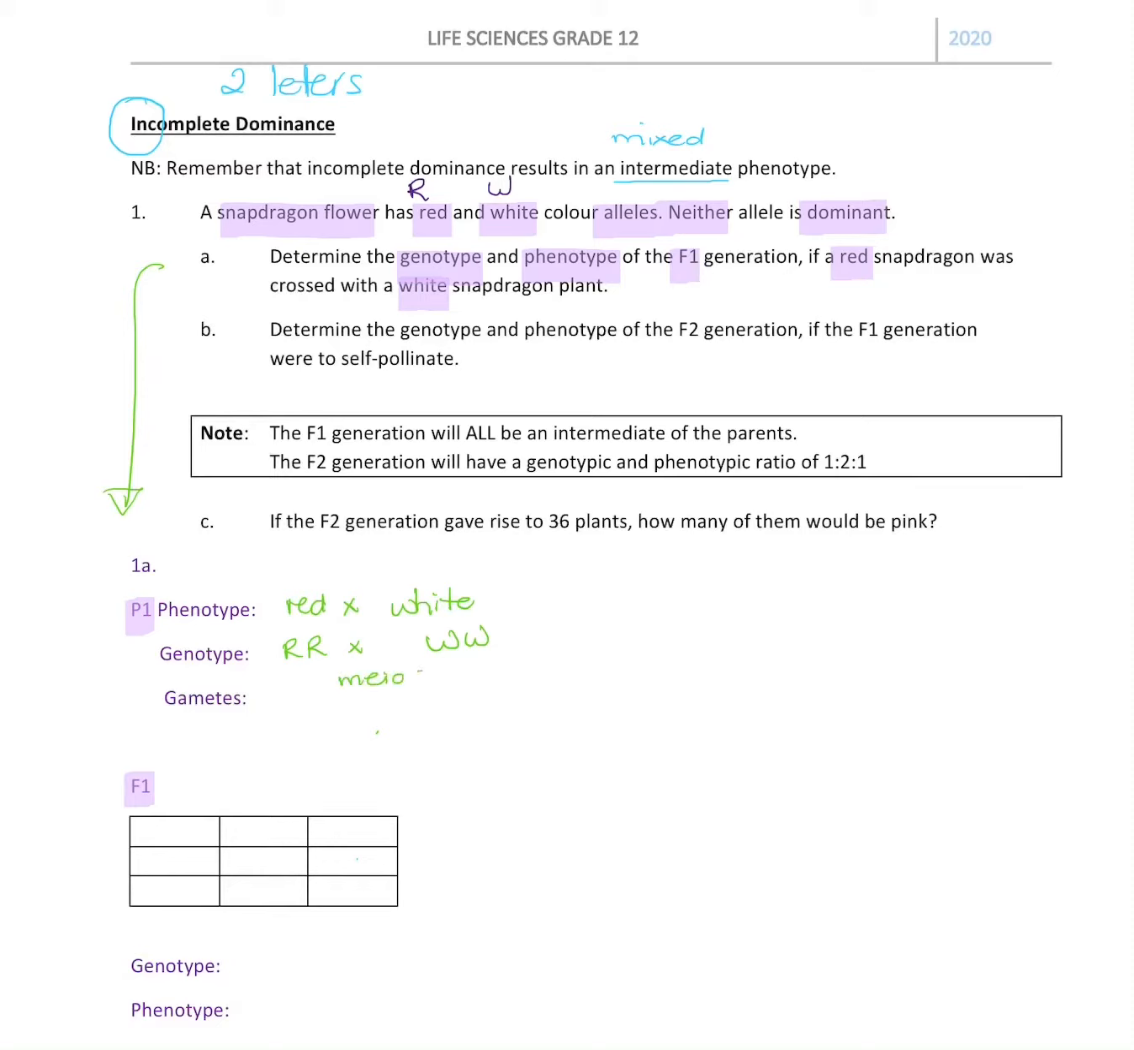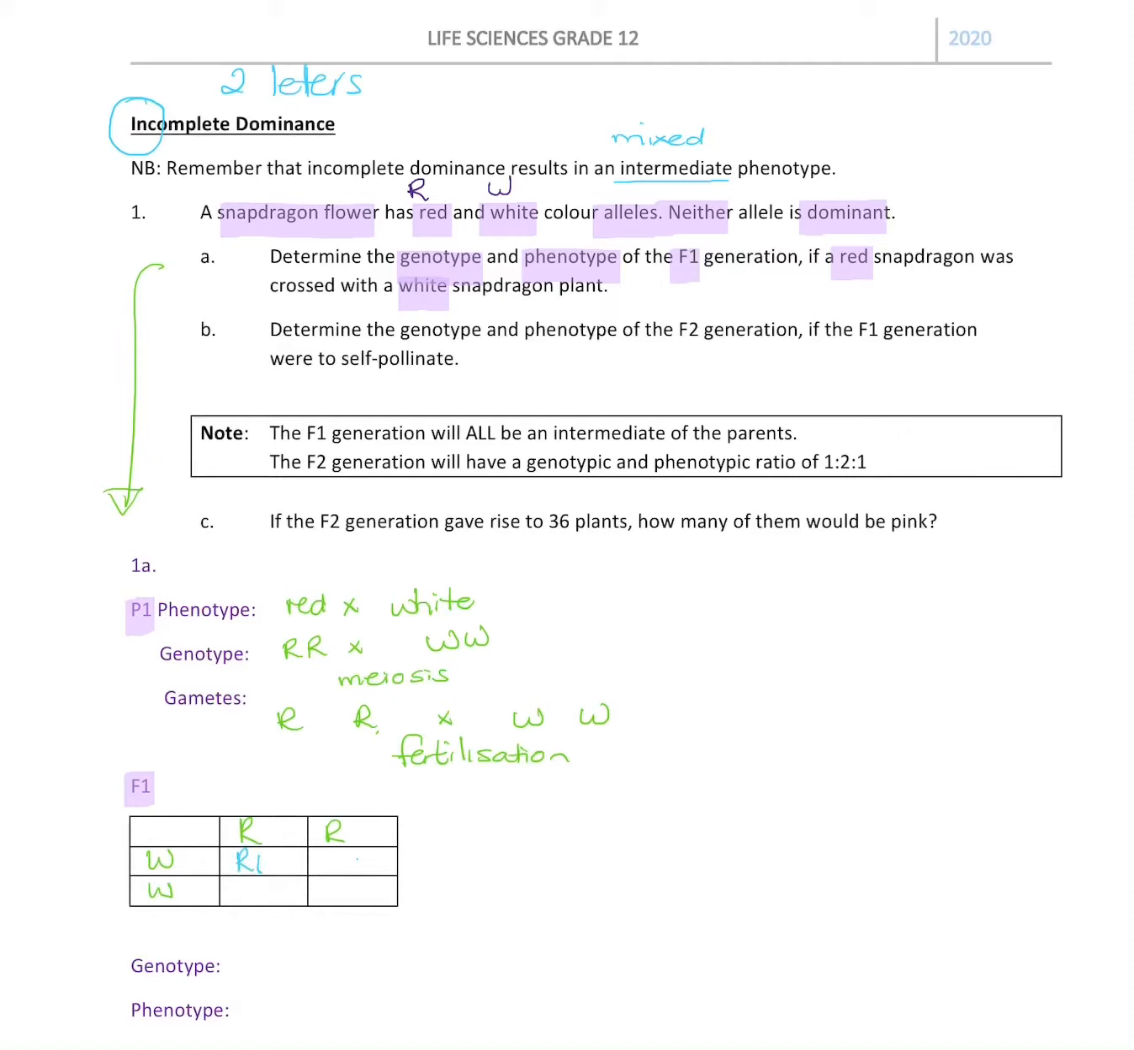Meiosis needs to occur to produce gametes, so the alleles need to segregate, and once the gametes are produced, fertilization occurs, and we can see the resulting F1 generation by using a Punnett square. So we put our gametes into the Punnett square.